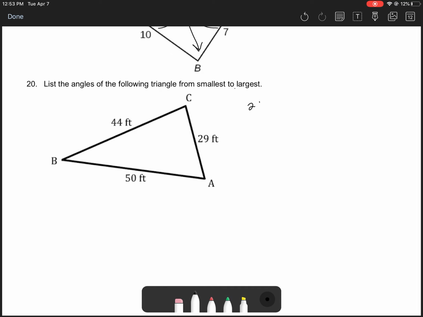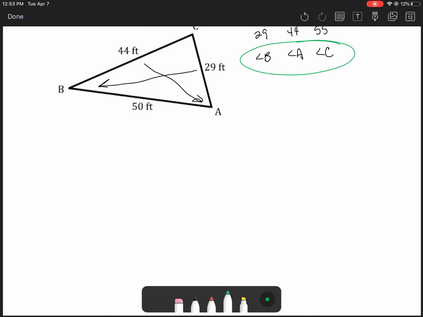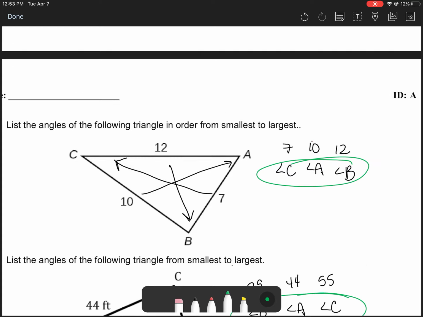Same thing for the next one. I'm going to put my things in order. This is just a helpful thing for me, so I don't have to look and compare the whole time. So length 29 is opposite angle B. Length 44 is opposite angle A. And 55 is opposite angle C. So my order would go from B, A to C.